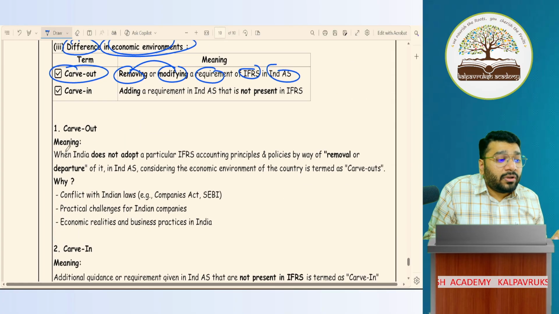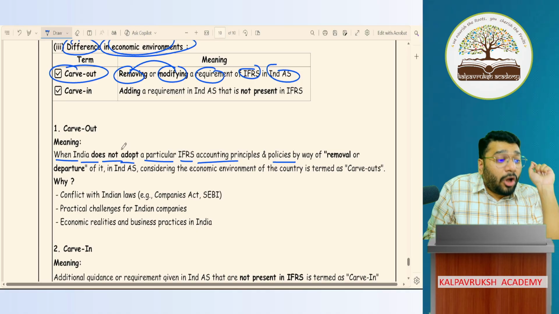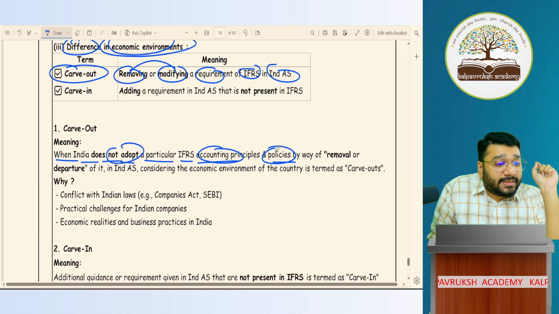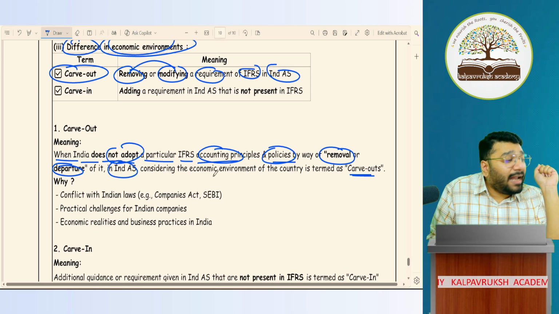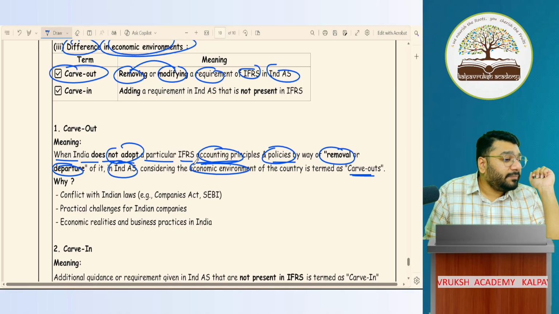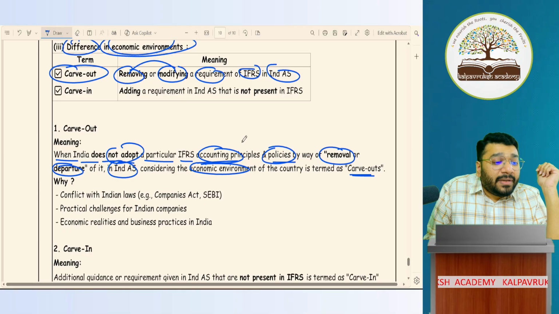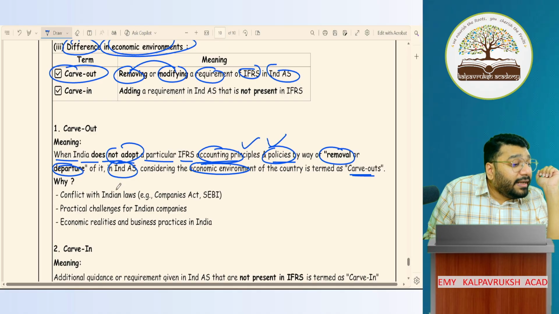What is the meaning of carve out? When India does not adopt a particular IFRS accounting principle and policy, which means they have removed it or departed from it. That is called carve out. Why have they done that? So that this Ind AS can be prepared to be consistent with the Indian economic environment. Got it? Not got it? So whatever the principles and policies were suggested by IFRS, they were contradicting our Indian laws.